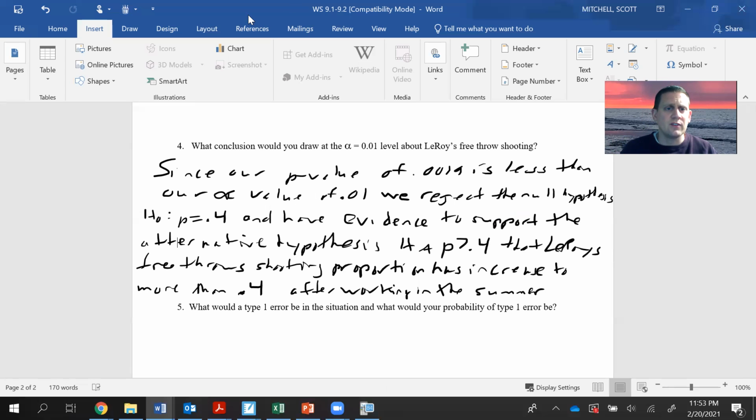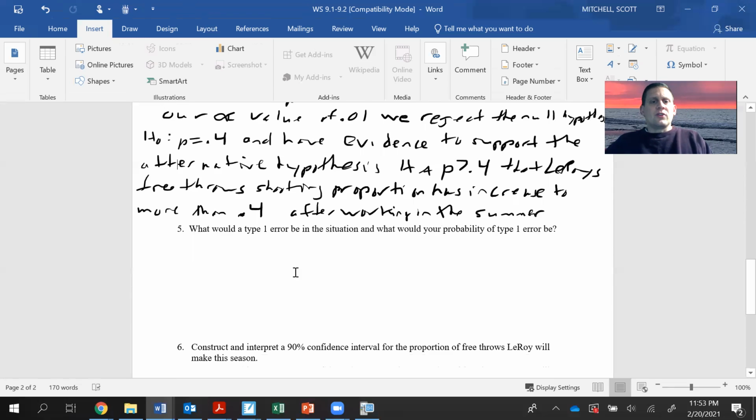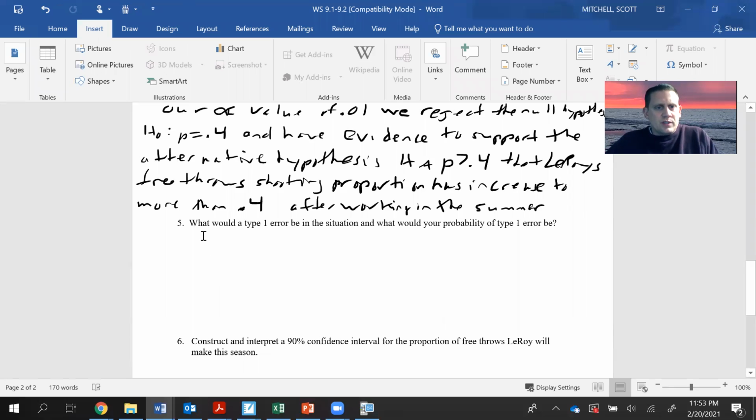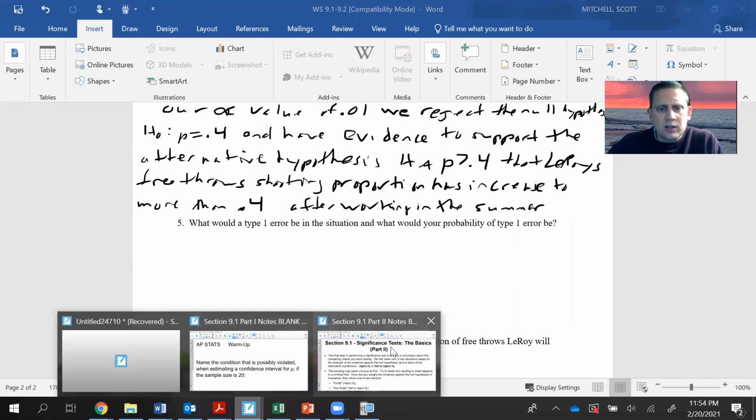Because again, this is step 4 in our process. It's number 4 here on this problem. It's step 4. It's still the same type of conclusion that you're drawing, whether you're doing a confidence interval or hypothesis testing. So now they usually ask some follow-up questions to go along with this. What would a type 1 error be in this situation, and what would your probability of type 1 error be? Okay, so we need to take a look.